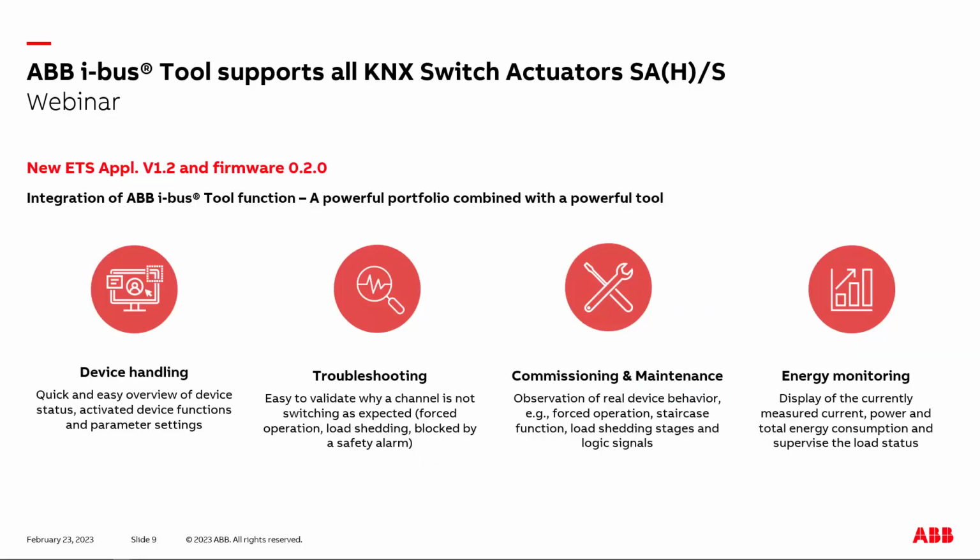Let's summarize for the ABB IBUS tool together with the switch actuators. So device handling is a topic. Access to the channels, a nice overview of all the channels. You can see also parameter settings in the ETS. So in case of any troubleshooting, it's much easier now to find out what is the reason. Is there any special function active like blocking of a channel, or any superior functions like wind alarm for a shutter? All this can be seen, and then you might have it much easier to detect what's wrong there.